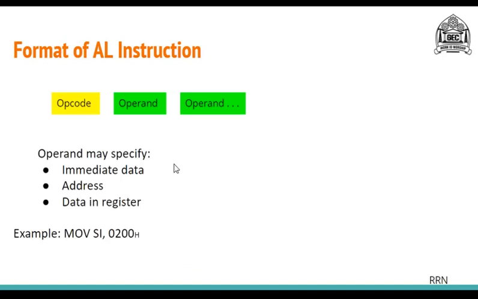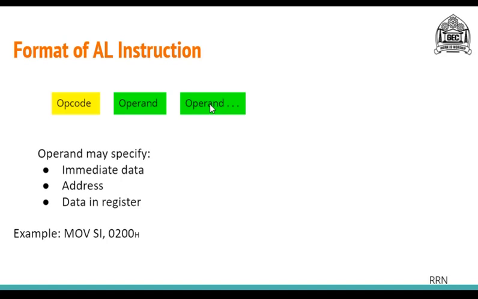Okay, so you can have one operation, that is opcode, and you can have one or many operands in your AL instruction. This operand is nothing but the data which is required for the operation, the basic data on which the operation is going to be performed. So this is how your AL instruction is formatted. First comes always the opcode, which is an operation, and next is an operand based on which the operation will be performed. Alright. Now this operand can specify different things.